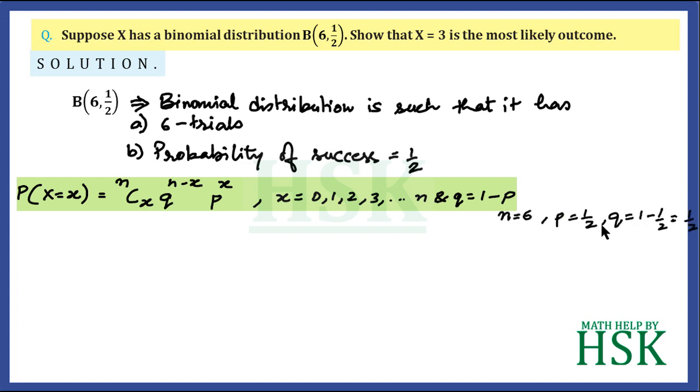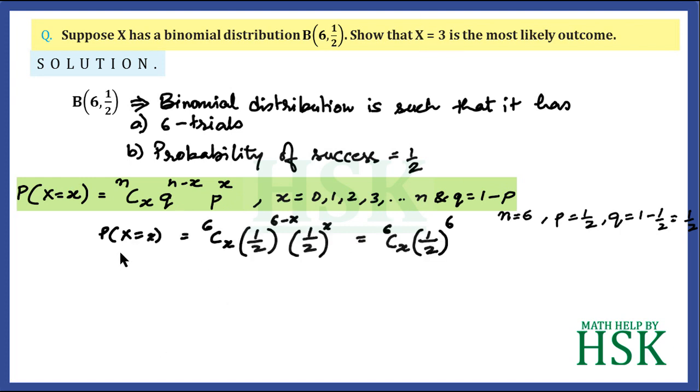So if the number of trials and the probability of success p are given to us, we can calculate q as 1/2. Using these values, I can write that the probability of x successes is nCx q^(n-x) p^x, changing the value of x from 0 to 6, because n is equal to 6, which gives the binomial distribution of the random variable X. Simplifying, the probability of x successes is 6Cx (1/2)^(6-x) (1/2)^x, which gives 6Cx (1/2)^6.